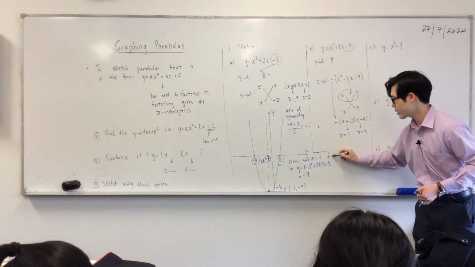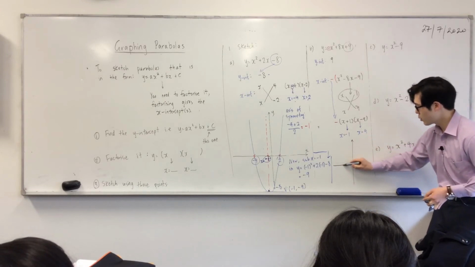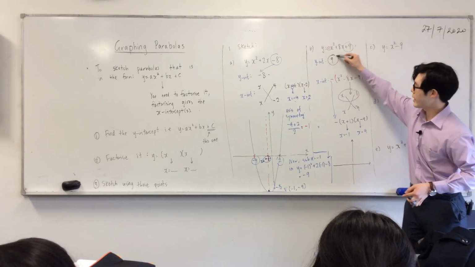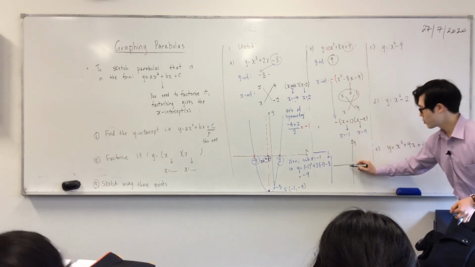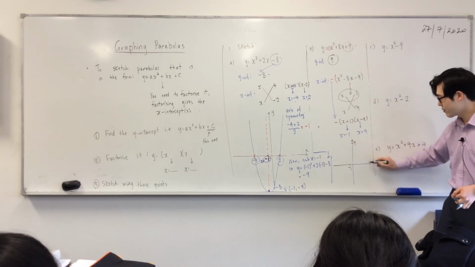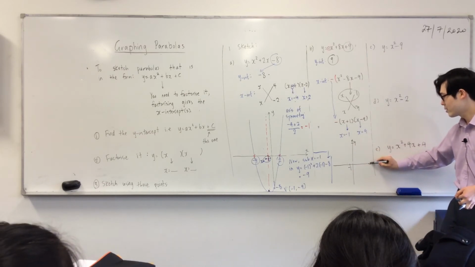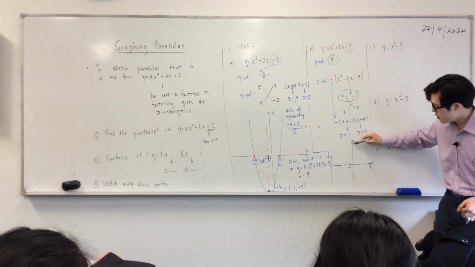And then just plot it out. So you've got 9, which is on the y-axis because that's the y-intercept, and minus 1 and 9. Okay, so let's draw a parabola that goes through all 3 points over there.